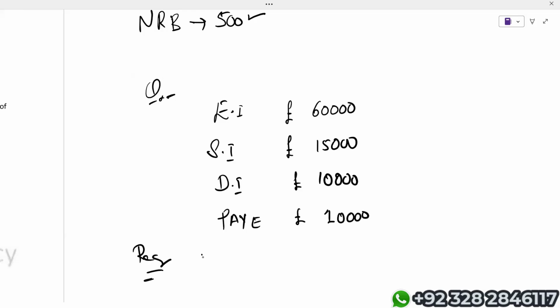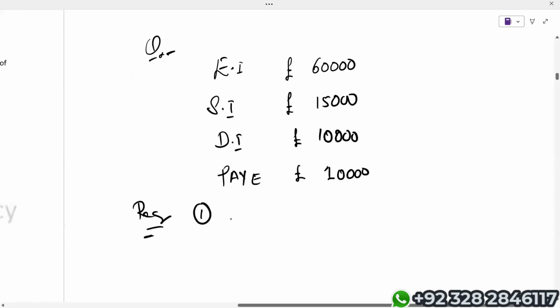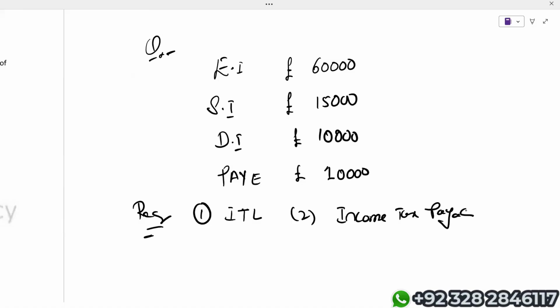Required: number one is income tax liability, and the second is income tax payable. When we solve it combined, I will also explain the difference between income tax liability and income tax payable. But right now, I want every one of you to attempt this question and calculate income tax liability. I'm giving around 4 to 5 minutes. Then after 5 minutes, we'll be solving it together.